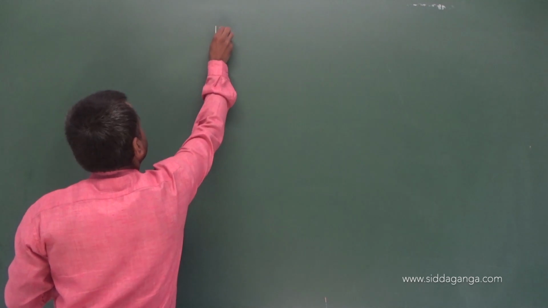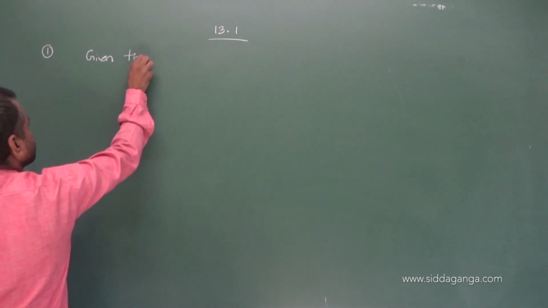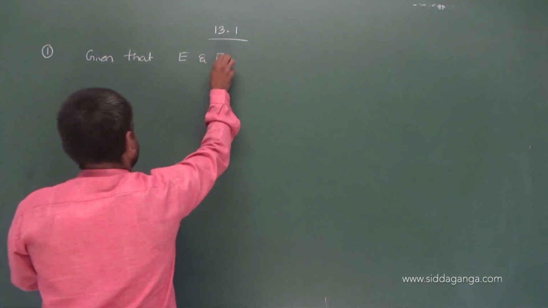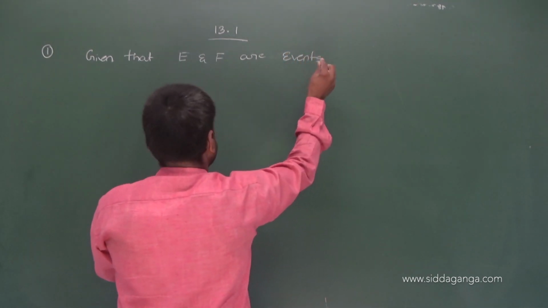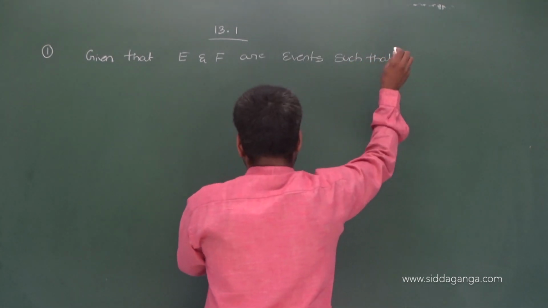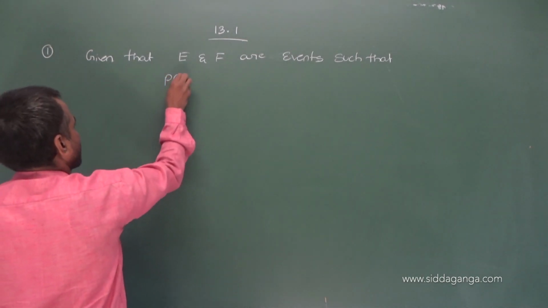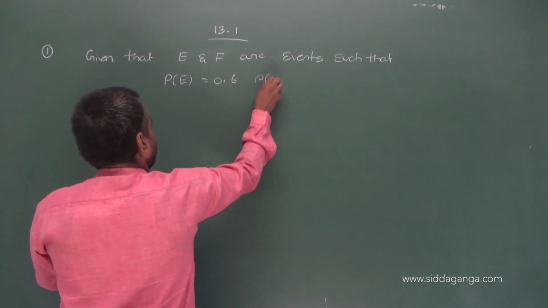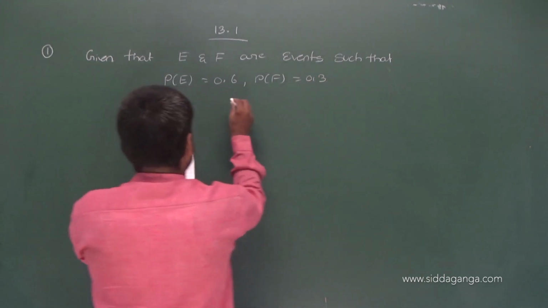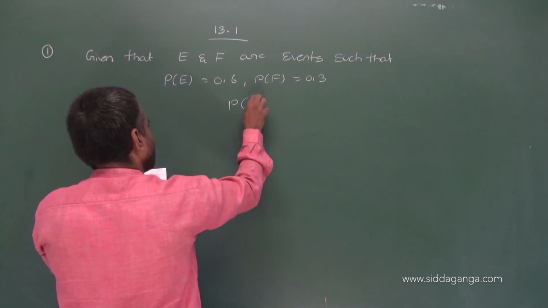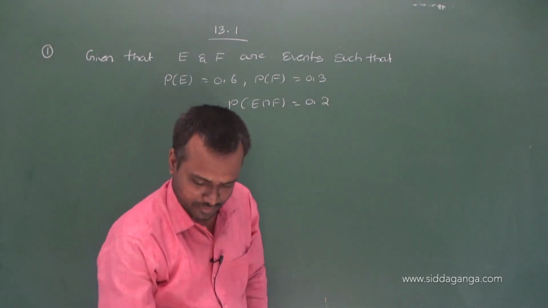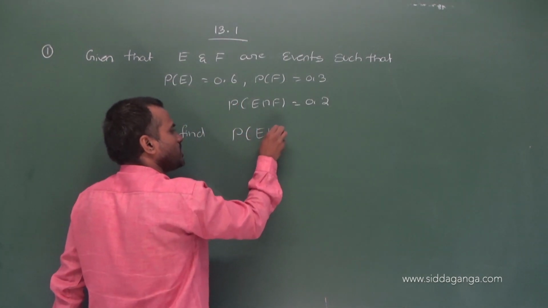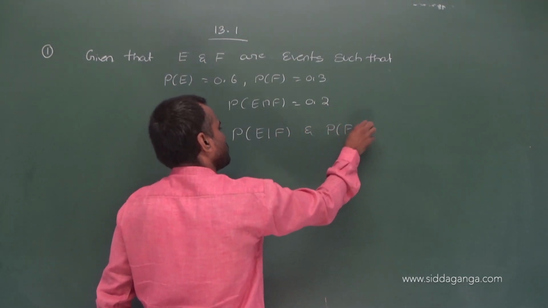First problem, exercise 13.1. Given that E and F are events such that P of E is 0.6, P of F is 0.3, and P of E intersection F is 0.2. Find P of E given F and P of F given E.